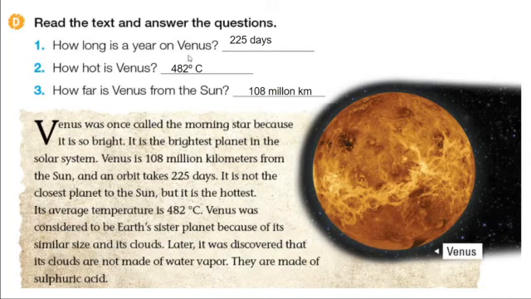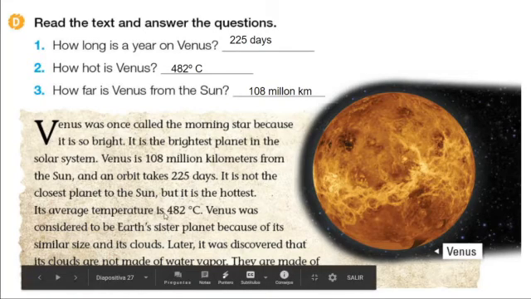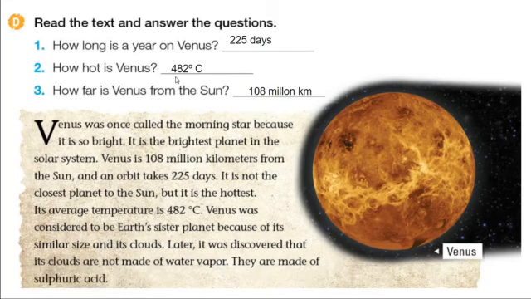Very good. Now, we are going to check your answer. How long is a year on Venus? ¿Cuán largo es un año en Venus? The answer, 225 days. Number 2. How hot is Venus? According to the reading, temperature is 482 grados centígrados, 482. Very good.